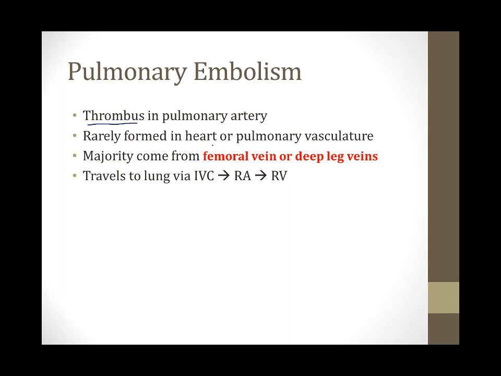A pulmonary embolism is a thrombus in the pulmonary artery, just like we saw in that CAT scan. Rarely do these thrombi form in the heart or the pulmonary vasculature. They almost always come from the femoral vein or another deep vein in the leg. We'll talk more about this in a little bit. They then embolize to the lungs, and that's why they're called a pulmonary embolism. They travel to the lungs via the inferior vena cava to the right atrium to the right ventricle, and finally they wedge into the pulmonary arteries.